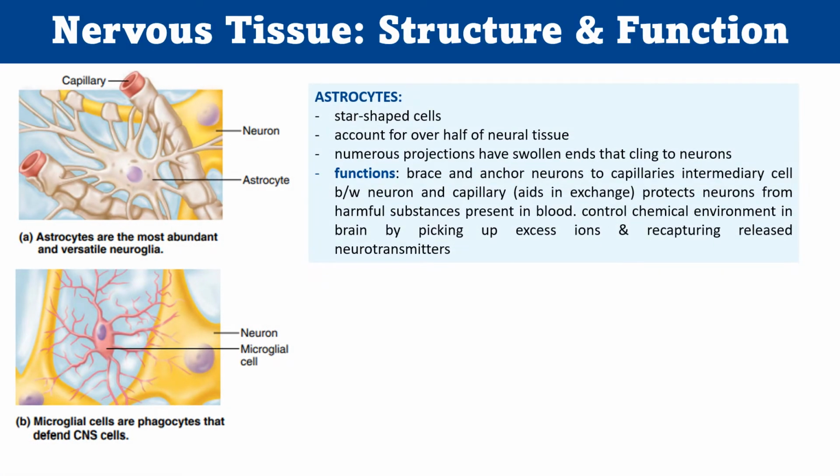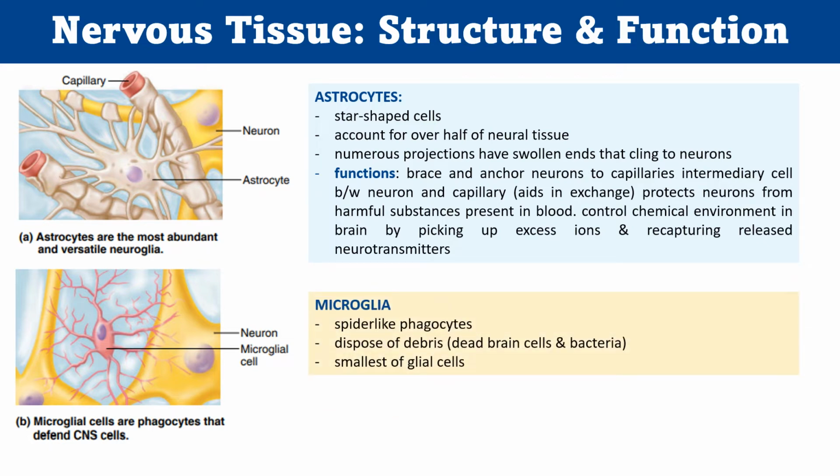First one is astrocytes. Astrocytes are star-shaped cells that account for over half of the neural tissue. Their numerous projections have swollen ends that cling to the neurons, as you can see in the diagram. Their function is to brace and anchor neurons to capillaries, acting as intermediary cells between neurons and capillaries. They aid in exchange, protect neurons from harmful substances present in blood, and control the chemical environment in the brain by picking up excess ions and recapturing released neurotransmitters.